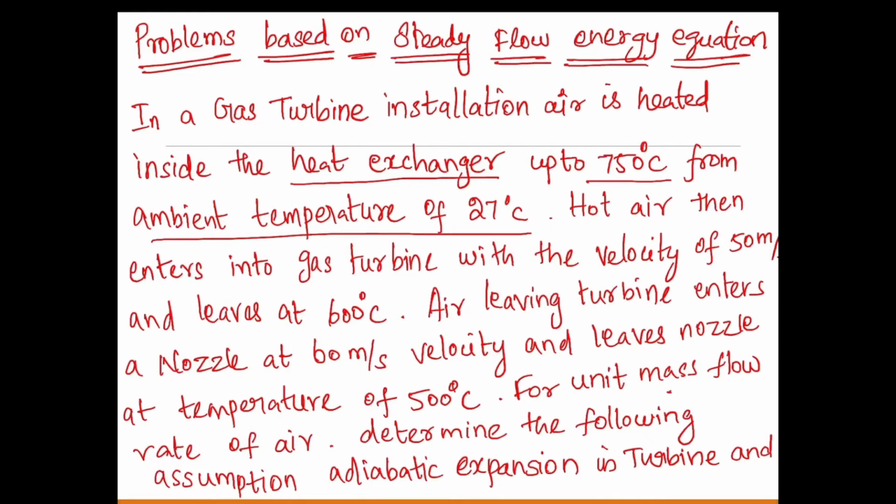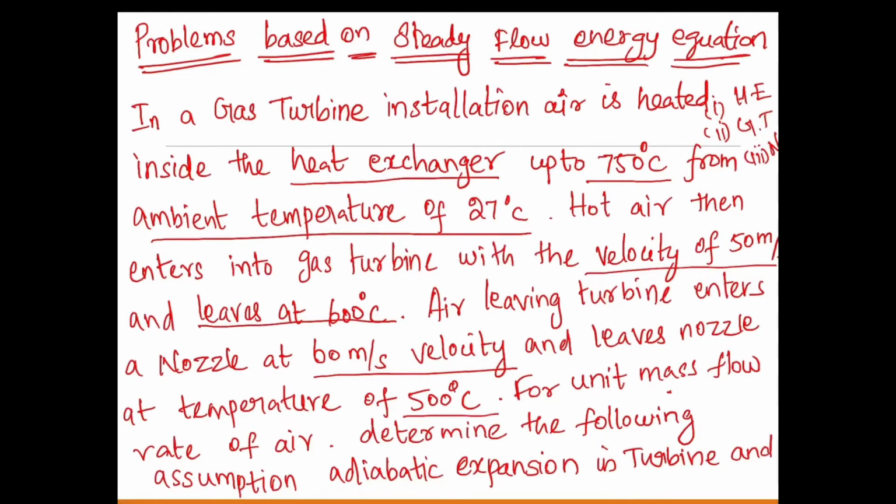Then the hot air enters the gas turbine with a velocity of 50 meters per second and leaves at 600 degrees centigrade. After leaving the turbine, it enters the nozzle at 60 meters per second velocity. Here there are three mechanical components: one is the heat exchanger, the second one is the gas turbine, and the third one is the nozzle. It leaves the nozzle at a temperature of 500 degrees centigrade.